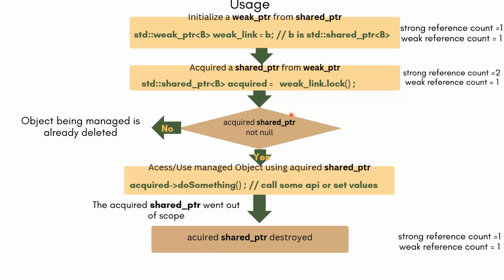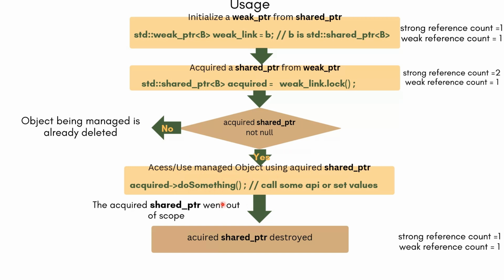So you have to check whether the acquired shared pointer from the weak pointer is null. If it is not null, you can continue. If it is null, it means the object being managed by the shared pointer is already deleted, so you should not access it, you have to exit. So once you acquire it, you can do anything you can do on the acquired shared pointer object.